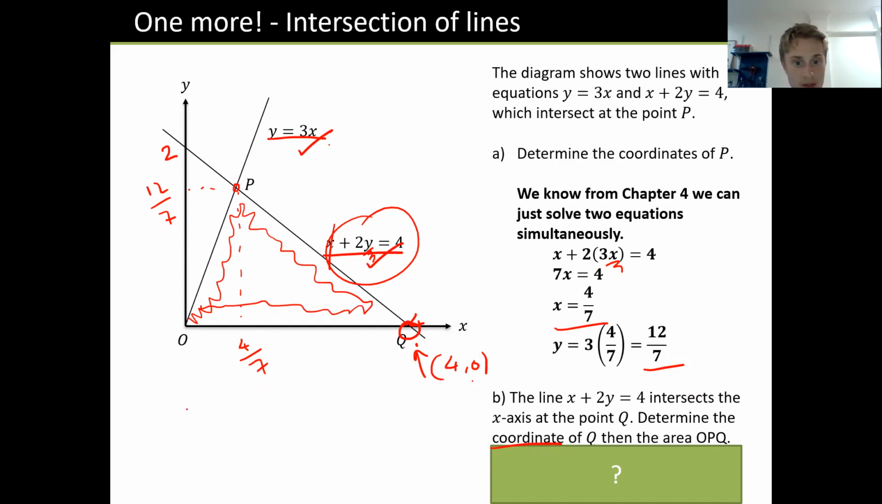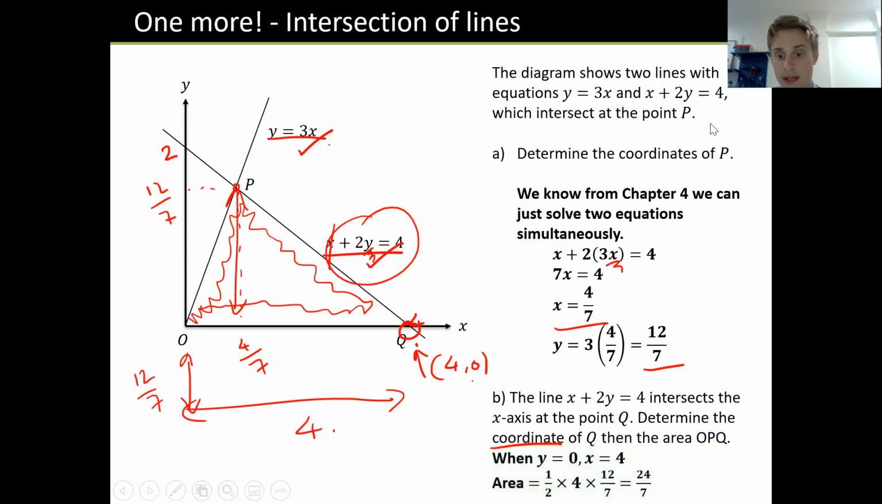Base times height. What's the base? The base is 0 to 4, which is 4. What's the perpendicular height? So the perpendicular height is this one here, which is 12 over 7. Okay. So there's 4, there's 12 over 7. Times them together. Don't forget to divide by 2, please. The answer should be 24 over 7 square units.